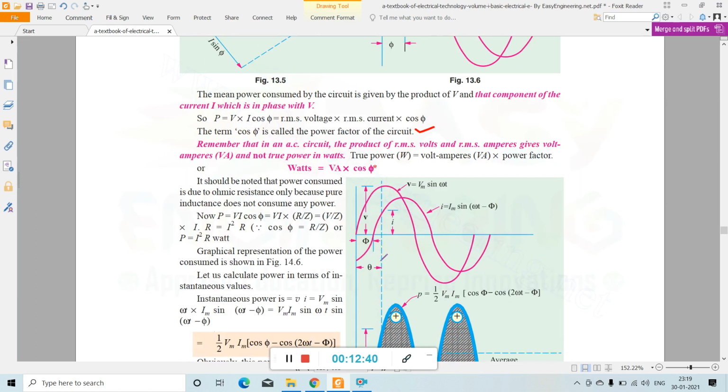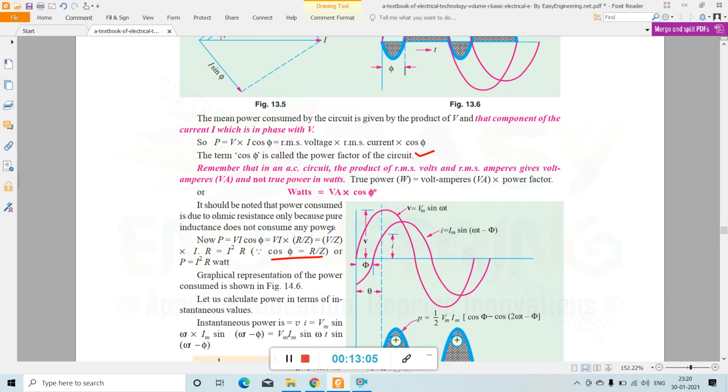So it is noted that the power consumed is due to the ohmic resistance only, because pure inductance does not consume any power. I already told you. So P is equal to VI cos phi. In place of cos phi, it is written R by Z, because cos phi is equal to R by Z, resistance by impedance.